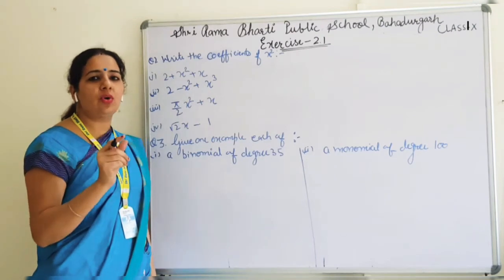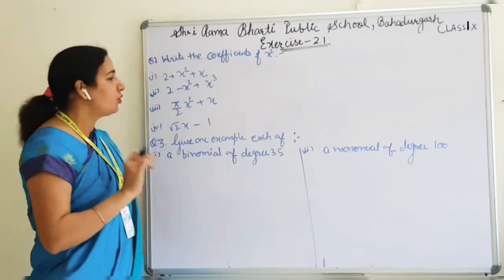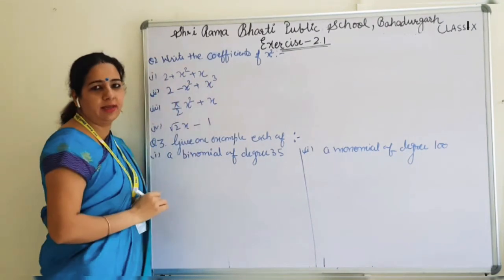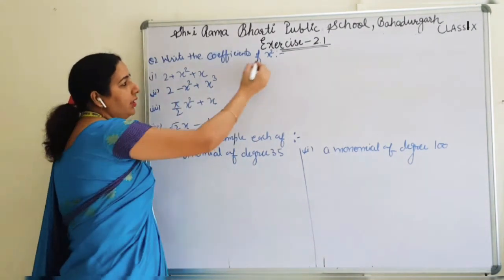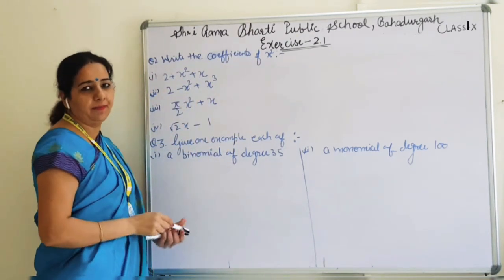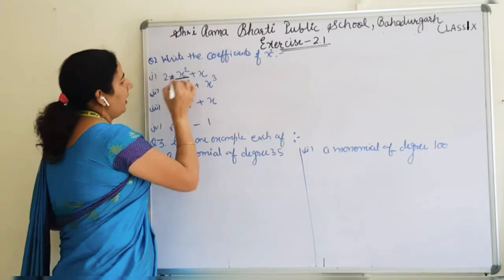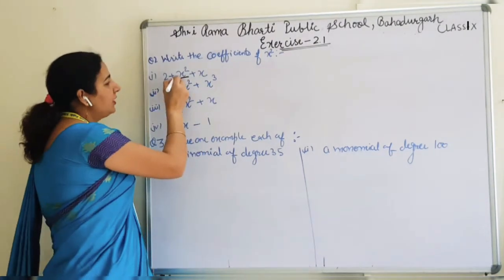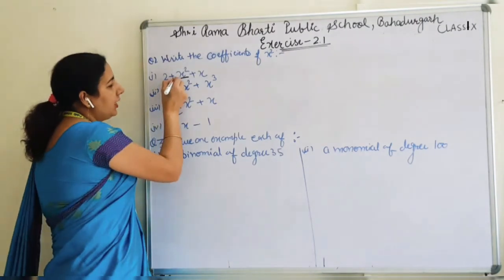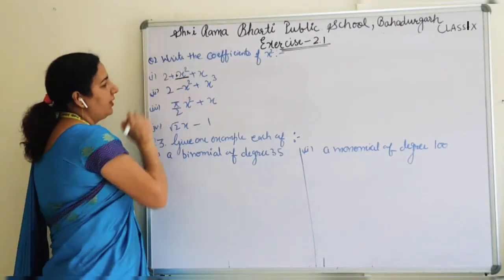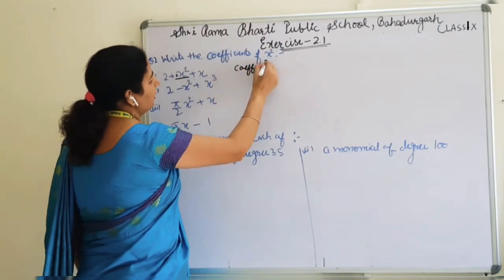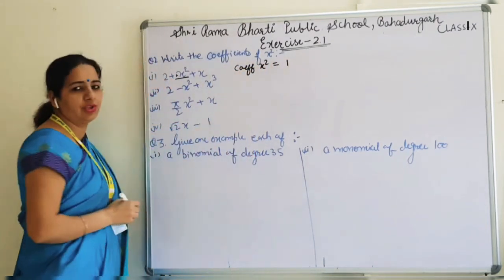Coefficient means the constant part with x square. So for this you just see the terms: 1 term, 2 terms and 3 terms are there. Go to the term that is x square. The x square term is the middle term. So what is the coefficient of x square? What is the constant part of x square? If nothing is written here, it means 1 is always there. So the coefficient of x square is equal to 1 in this question.